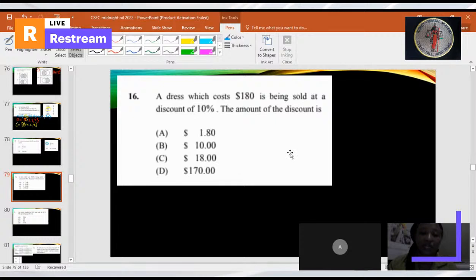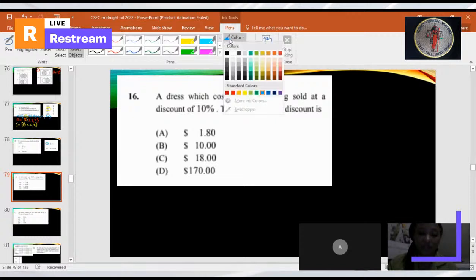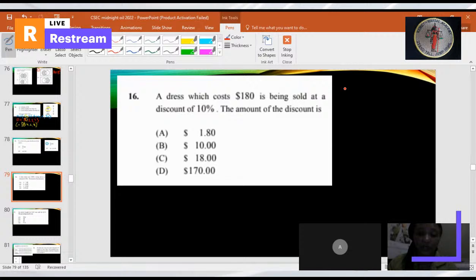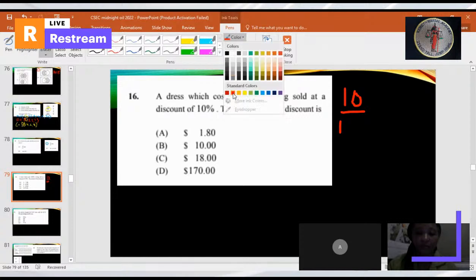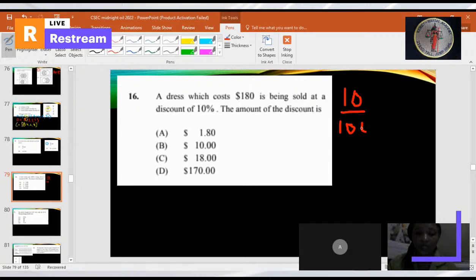All right, number 16. A dress which costs $180 is being sold at a discount of 10%. The amount of the discount is, so they only want the discount. How much is the discount? So it's 10% of 180. So 10 over 100 times 180. Right, and that zero cancels that one, this zero cancels that one. So that's $18.